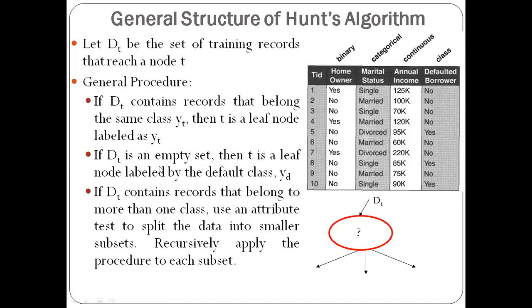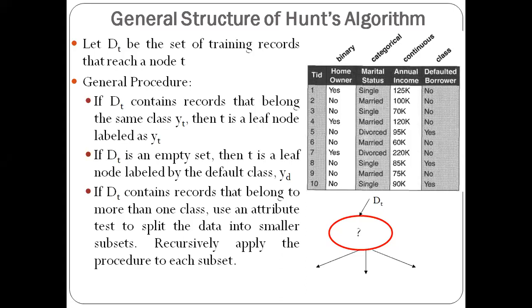Suppose Dt contains records of two or more classes. If Dt contains records that belong to more than one class, then we need to go for a second level of division. That is, we need to use one more attribute as a test condition in order to split the data set, or the data objects. So whenever Dt contains two or more class labels, we divide the records in the training set into purer subsets by going for one more test condition.